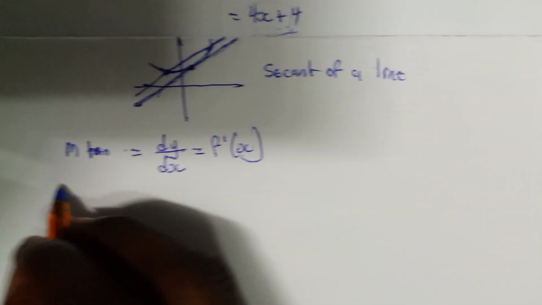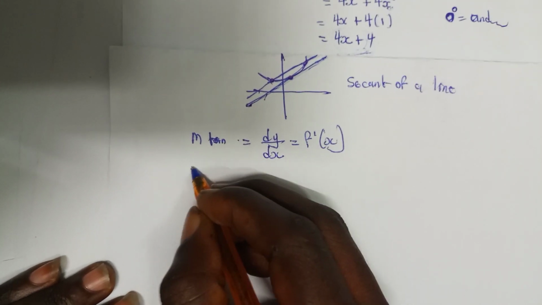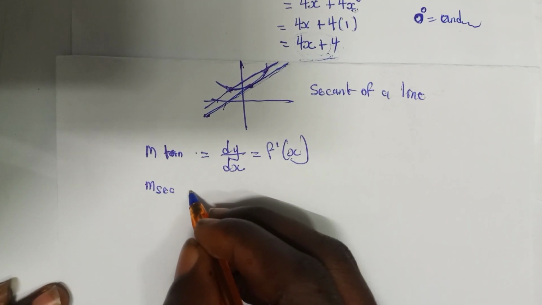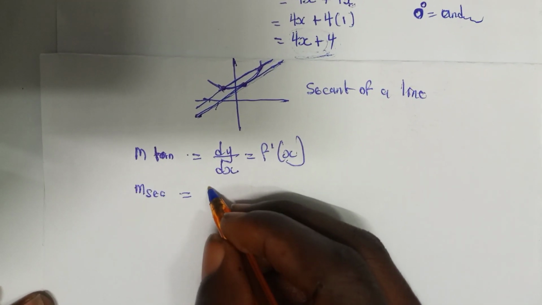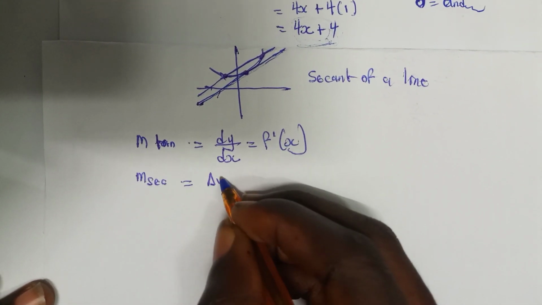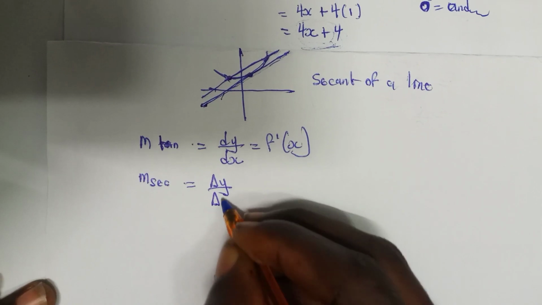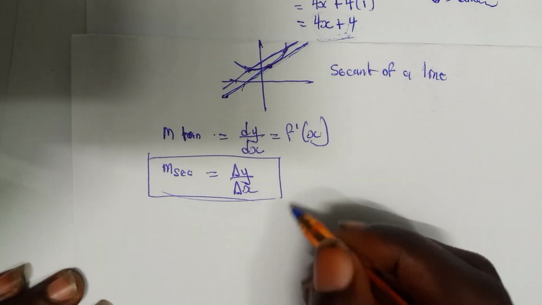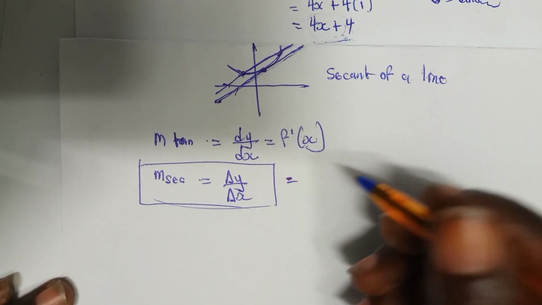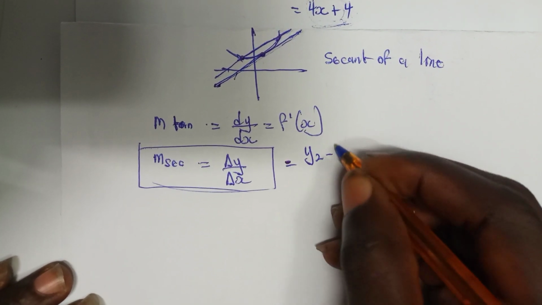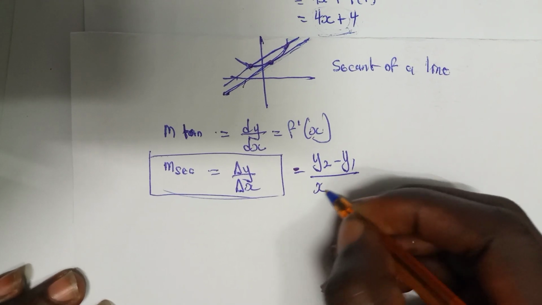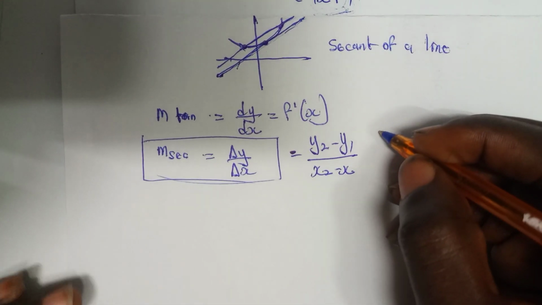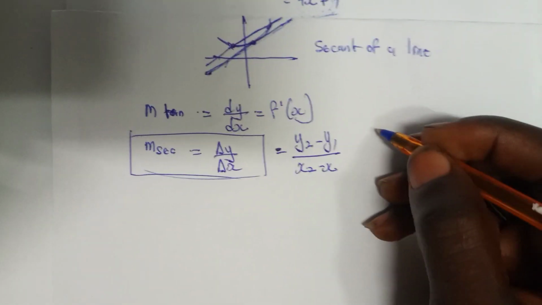Okay, so the gradient of a secant is equal to the change in y over the change in x. This slope, we are familiar with it. That's the change in y, which is y2 minus y1, all over x2 minus x1, when given values of x and values of y.